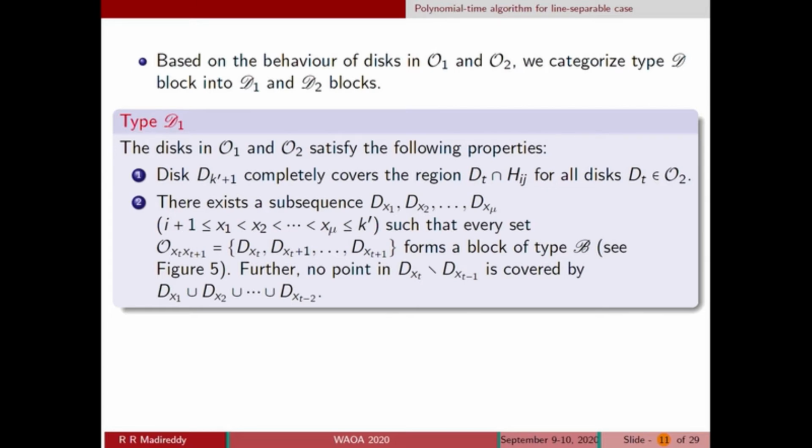The second property, which is talking about the disks in O1: there exists a subsequence dx1, dx2, so on up to dx mu, such that every set oxt plus 1, which is the set of all intermediate disks between dxt and dxt plus 1, forms a block of type B. Further, no point in dxt is covered by dx1 union dx2 so on up to dxt minus 2, which can be captured in the figure here.